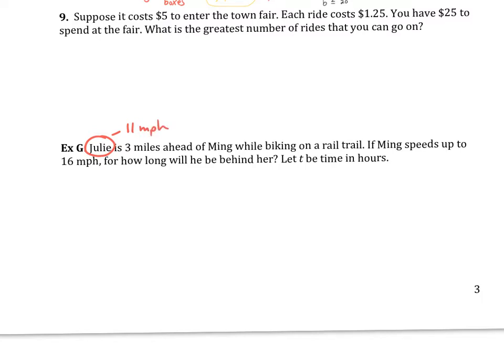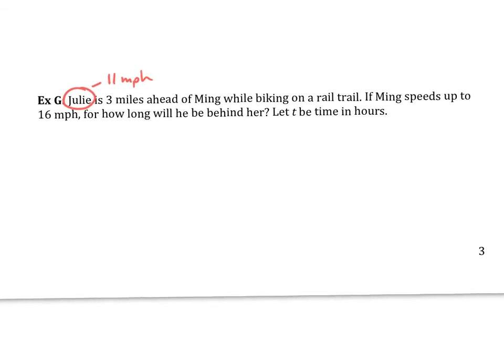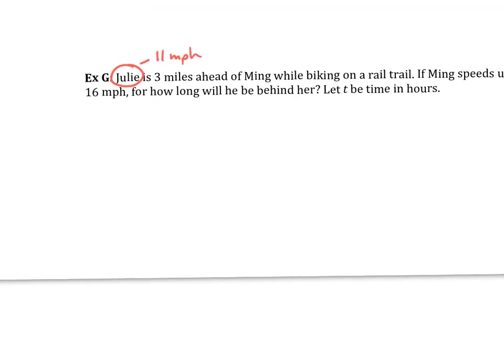Okay, so how do we set this one up? Well, graphically speaking, what we have is this. We have someone starting here, someone here, and this person's traveling at 11 miles an hour. This one's traveling a little bit faster. So as this one moves, this one will go at a smaller rate, then this will catch up, and eventually they'll be in the same place. So the question is, how long will that be?